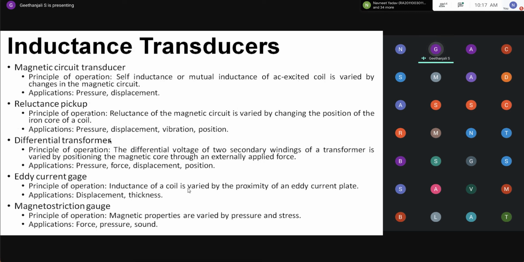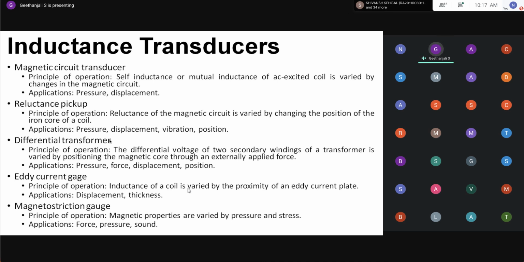The next one is the inductance transducers. Under the inductance transducers, there are 5 major types given here. First one is the magnetic circuit transducer. The principle here is that self-inductance or mutual inductance of an AC excited coil is varied by changes in the magnetic circuit. Where can we use this magnetic circuit transducer? It is used for displacement, pressure, and to measure the displacement from one place to another place.